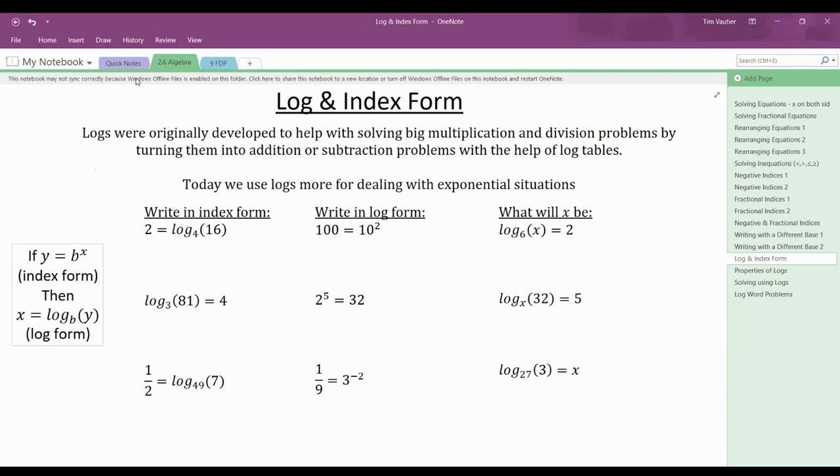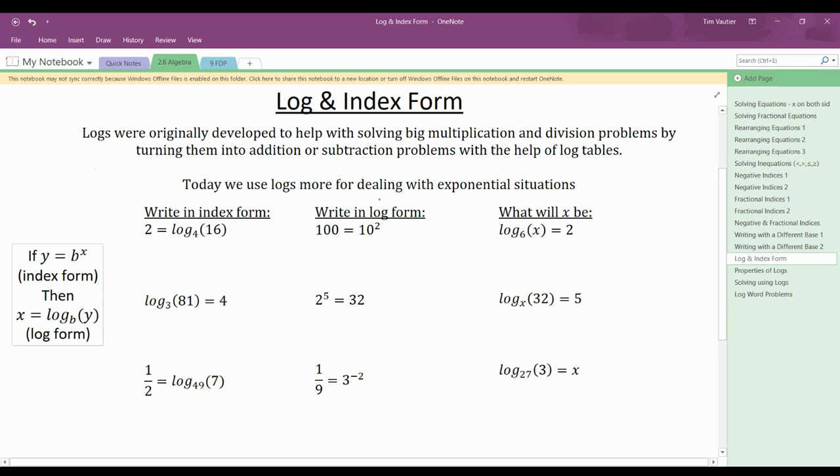In this video, we're going to be looking at moving between log and index form. Now, you don't really need to understand a lot about what logs are or where they came from, but in summary, they were developed to help with solving bigger multiplication and division problems. That was done by turning them into addition or subtraction problems with the use of log tables, big lists of numbers that were created to change the way they thought about these numbers and made bigger problems easier to do.